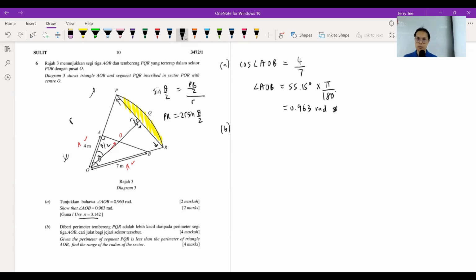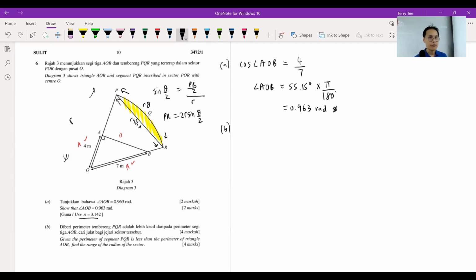We can use this formula, no problem, right? Then you got to add the length of this arc, which is your R theta. So we know that is your perimeter of tembereng PQR. Now, they say that this perimeter is smaller, lebih kecil dari perimeter segitiga AOB. Now, for AOB, let me just focus on this.